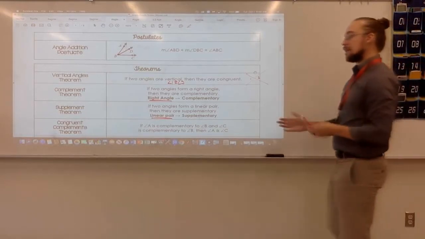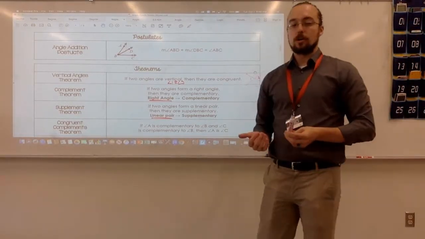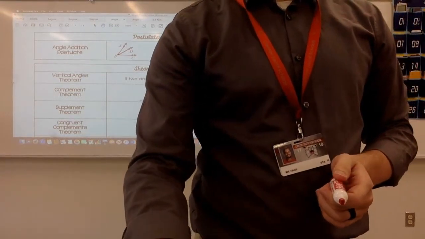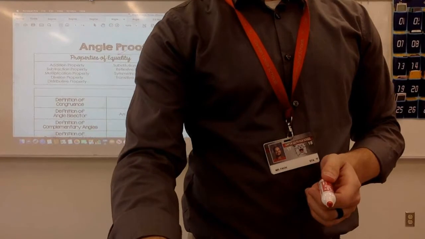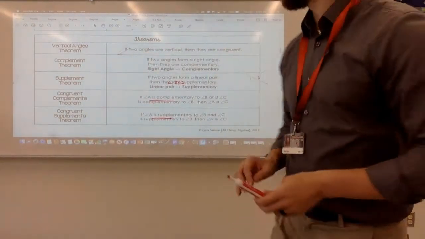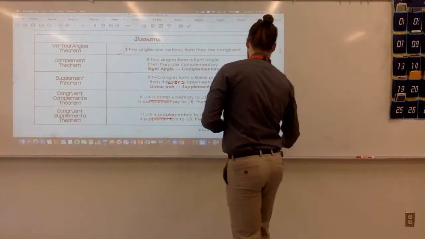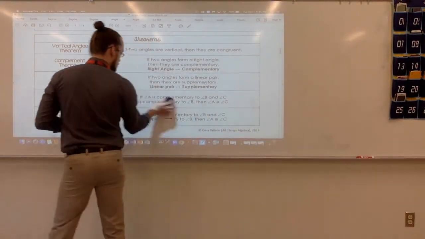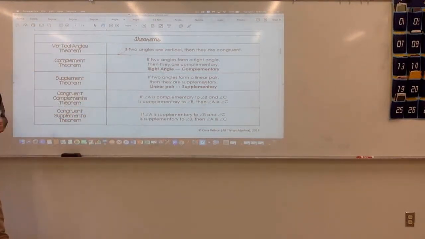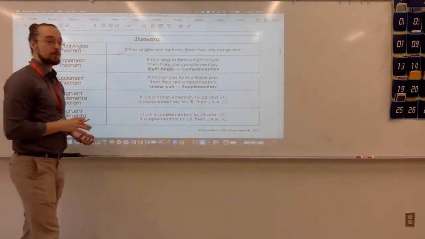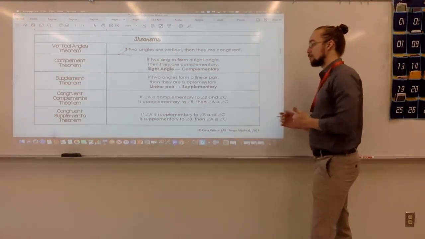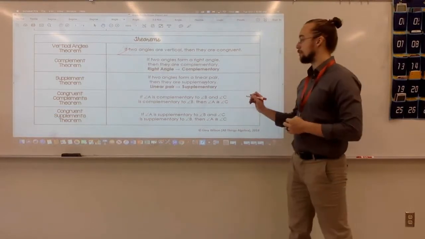Right. The last two on here are a little bit weird. Okay, the congruent supplements and congruent complements theorems. So what these are saying is if I have two angles that are complementary to the same angle, then they have to be congruent to each other. Right? If two angles are complementary to the same angle, then they have to be congruent to each other.